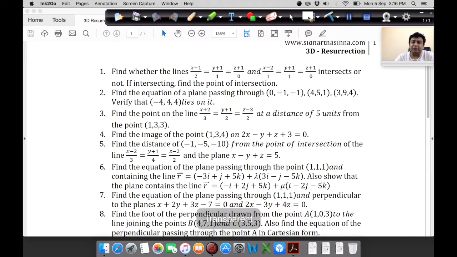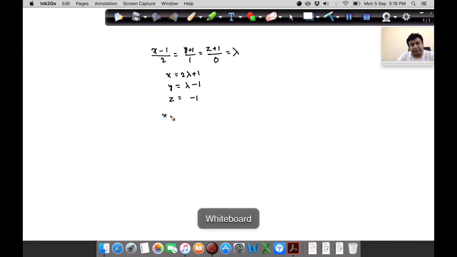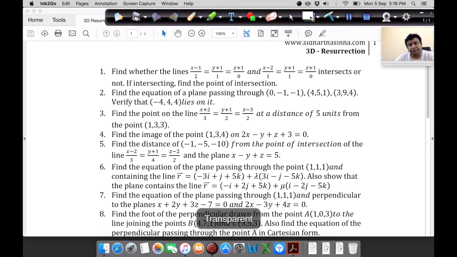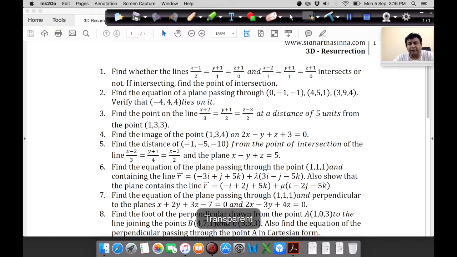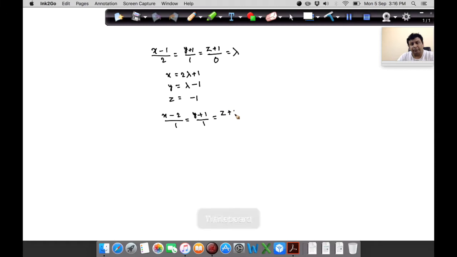Then the other line is (x minus 2) upon 1 equals (y plus 1) upon 1 equals (z plus 1) upon 0 again, equals, suppose, something mu. Then x should be equal to mu plus 2, y will be equal to mu minus 1 and z is equal to minus 1 again.